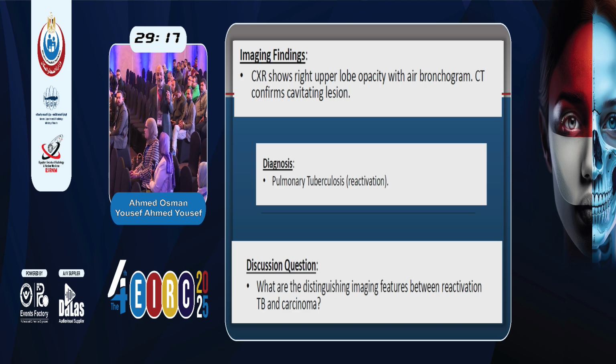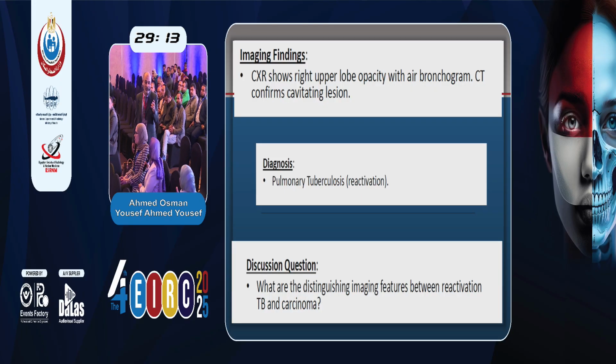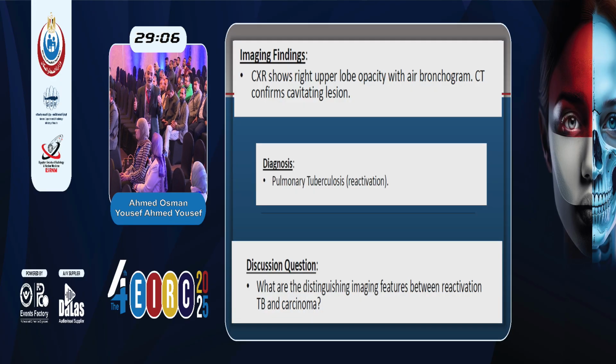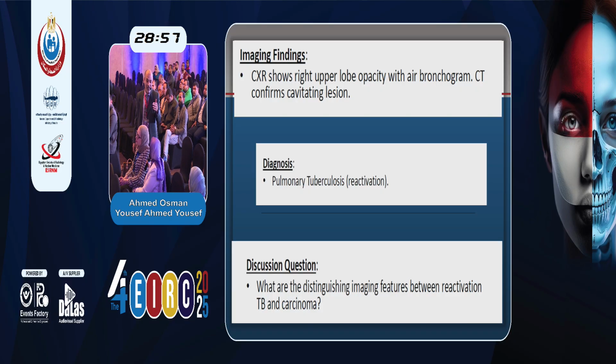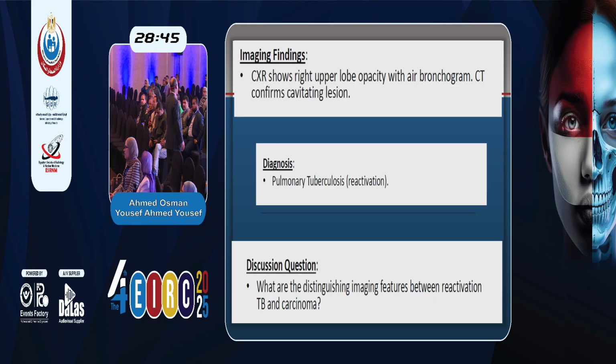Also? Spread to what? Liver? There is a difference between spread and metastasis. Spread to what? Local lymph nodes. Spread to pleura and chest wall. This is spread. While the metastasis goes to? Liver is common. The first metastasis of bronchogenic carcinoma is to the brain. Yes. These are the distinguishing imaging features between reactivation TB and carcinoma.